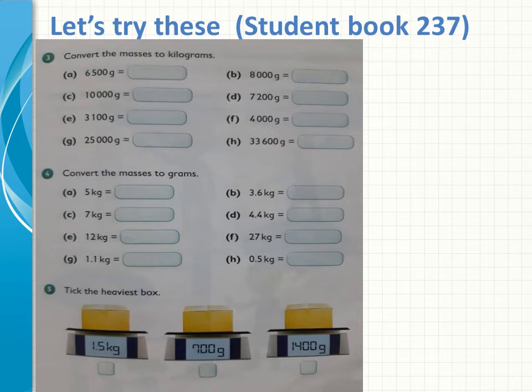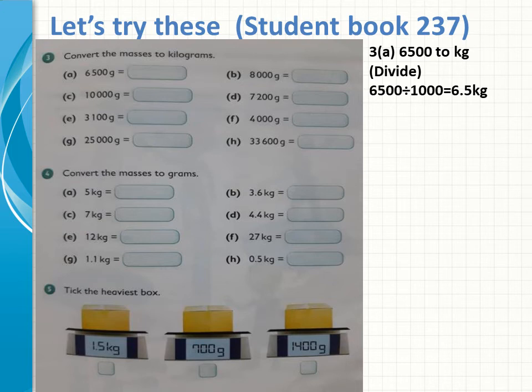Let us try the first one. 6,500 grams to kilograms. How do we convert it? Are we converting from big to small or small to big? We're converting from gram to kilogram, so it is small to big. So what do we do? We divide. So 6,500 divided by 1,000 is 6.5 kg.